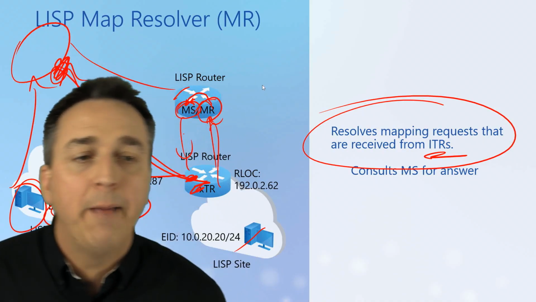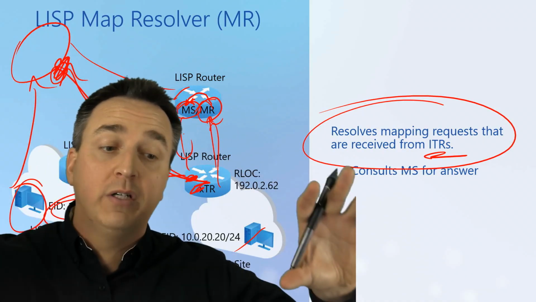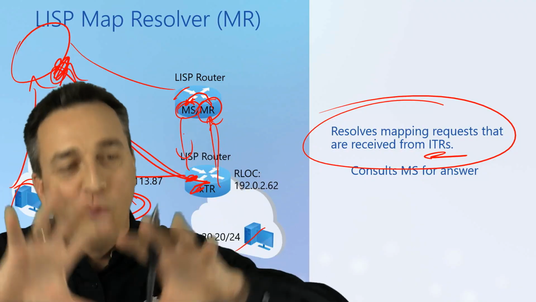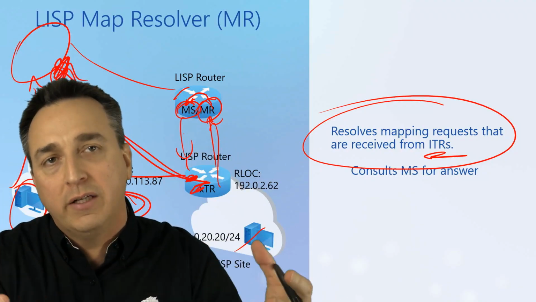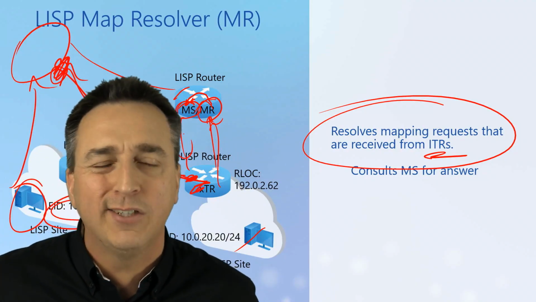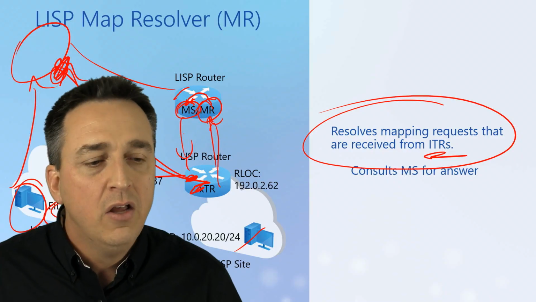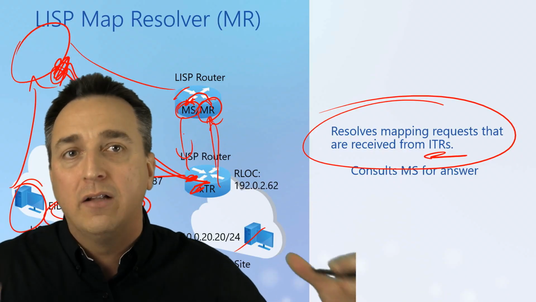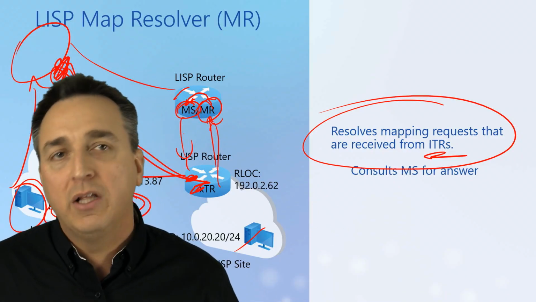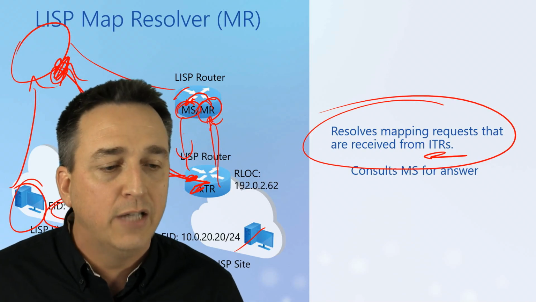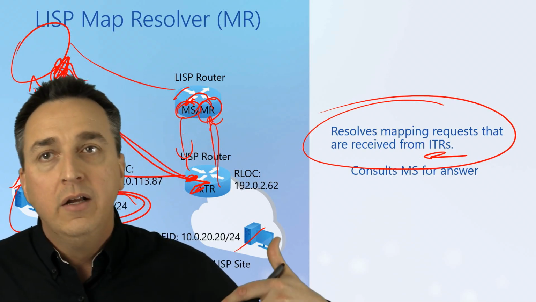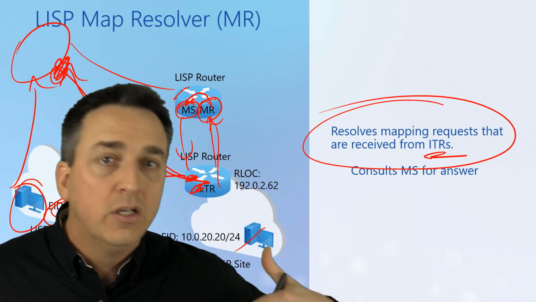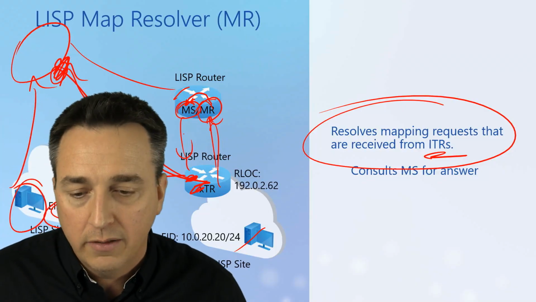So the mapping server and map resolver can be two different devices, or they can be one and the same device, folks. And typically for the sake of software-defined access, they're typically going to be one and the same device. But in a really large internet LISP implementation, they're typically going to be different devices when it's all said and done, so the mapping server doesn't get overwhelmed with requests plus all the updates that it needs to keep track of.